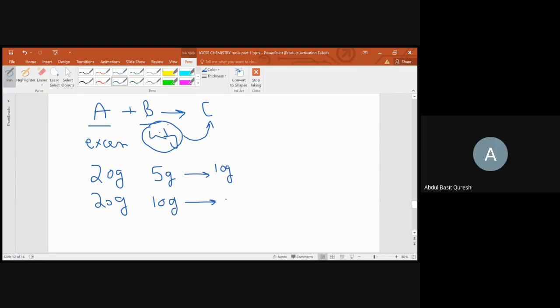Increase the amount of C. Yes, it is going to increase the amount of C, which is being produced. Whenever the limiting reagent is changed, the quantity of the limiting reagent is changed, it is always going to impact the amount of product which is formed. And it also affects the progress of the reaction as well. Is this point clear so far?